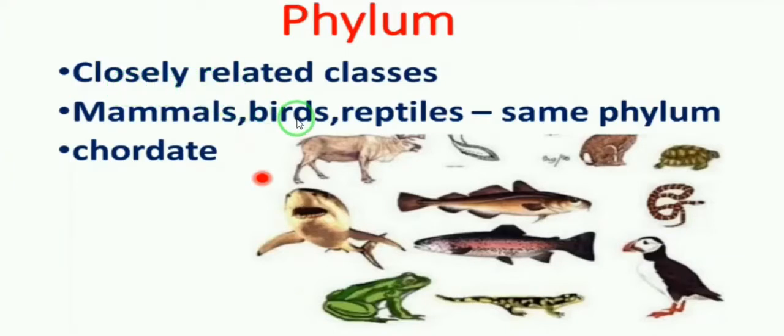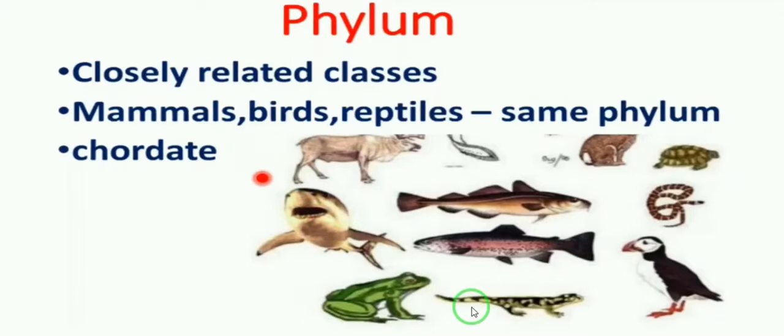Closely related classes. The classes of different animals like mammals, bats, reptiles, frogs and fishes constitute the phylum Chordata, which have a notochord or backbone. So the mammals, bats and reptiles come under the same phylum Chordata. Why? Because they have a notochord or backbone.